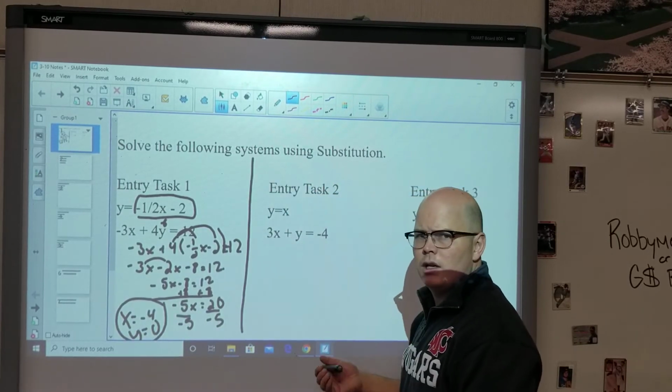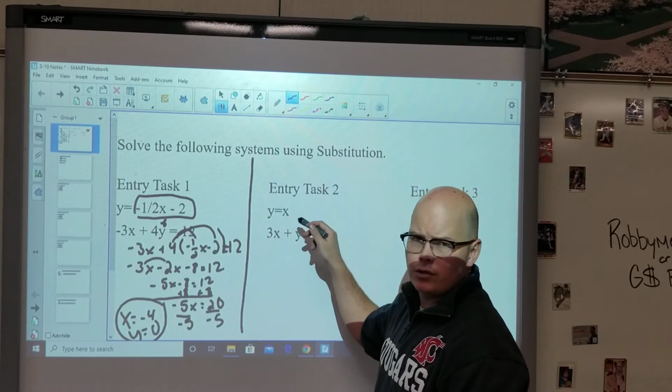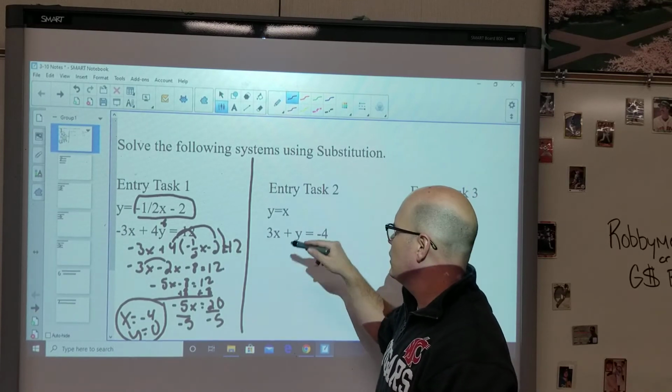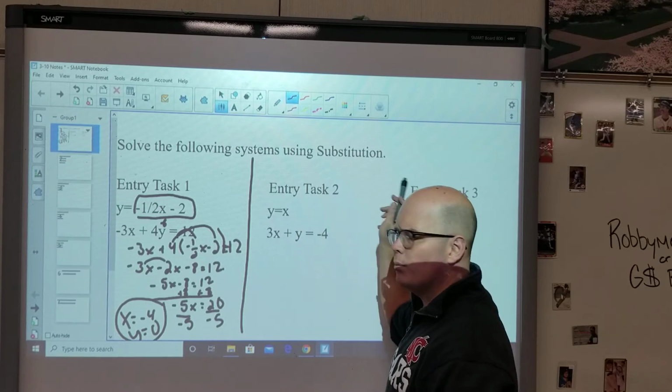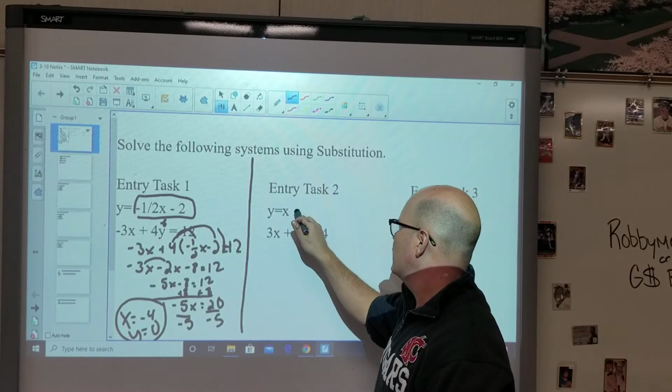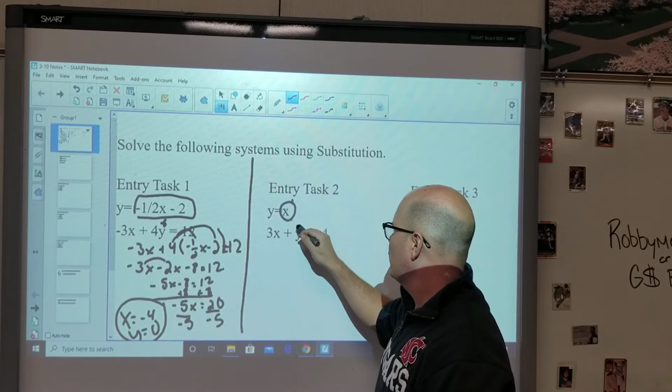For this one, it looks a little bit different. It actually looks a little strange, but this is technically in slope-intercept form. If it helps you see it better, you can write the plus 0 at the end. But I'm just going to take this value, I'm going to plug it in here.